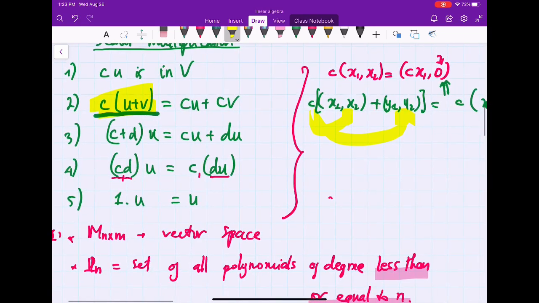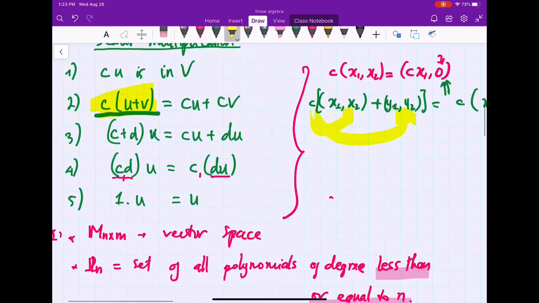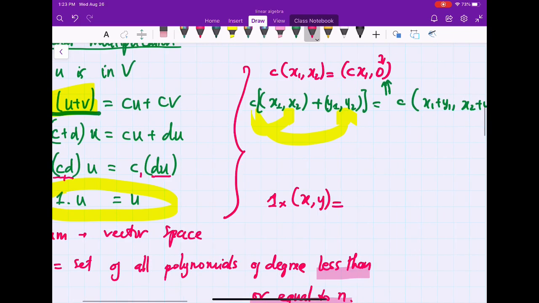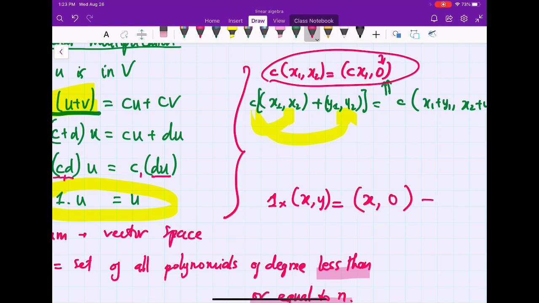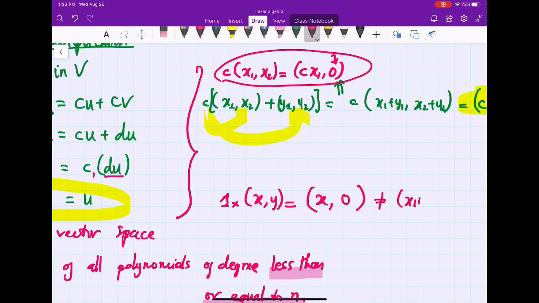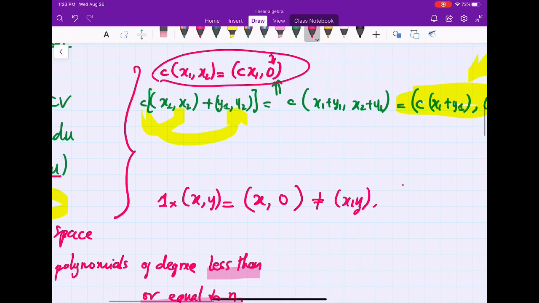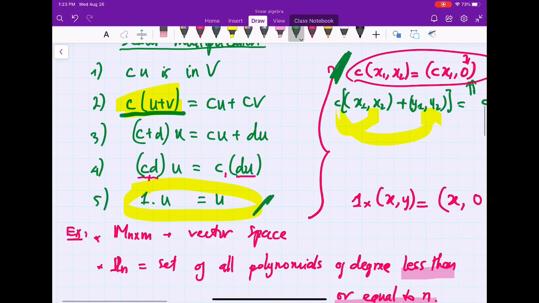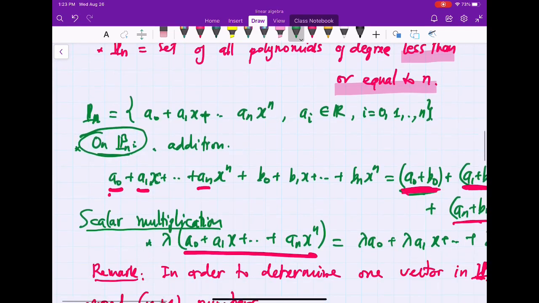The next property is also similar to the second, so I will not check that. The fourth one is also the same. The only problem is the last property. You have 1 times x y. What is that? According to this operation, you get x and 0, and of course that is not x y when y is not 0. So that means the new operation in here does not satisfy the last property of scalar multiplication. R2 is not a vector space.